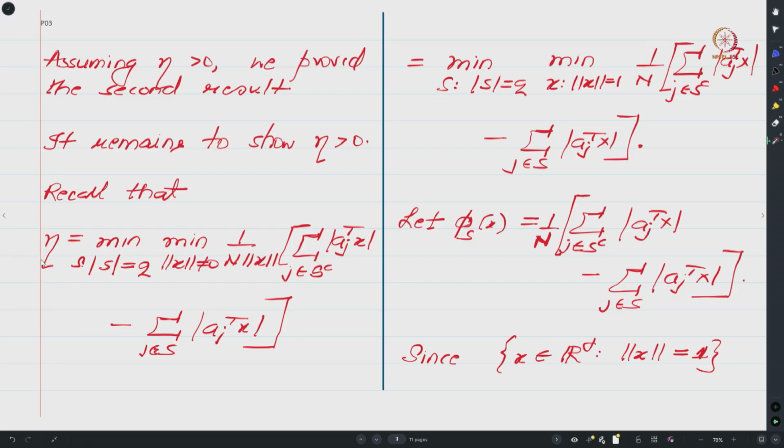So, recall that eta is defined in the following way. In particular, you can see that there is a norm of x sitting here, and a summation over here. We have also presumed that x is not equal to 0.